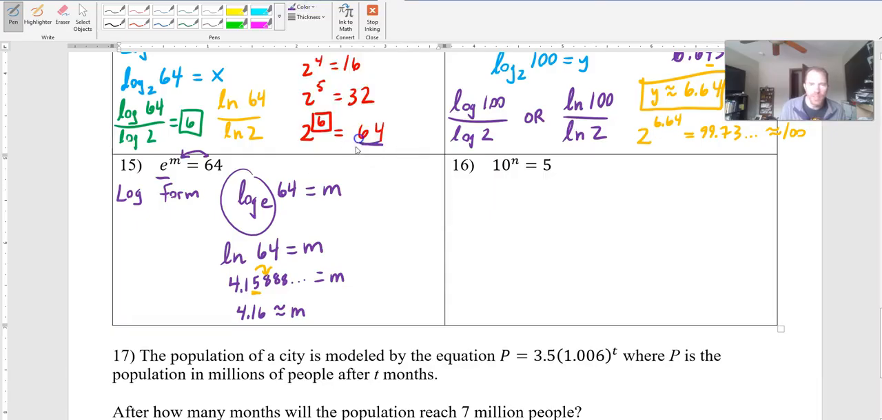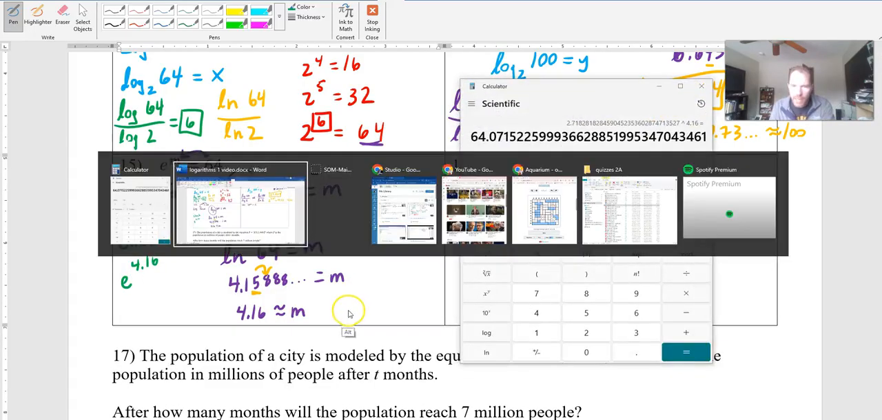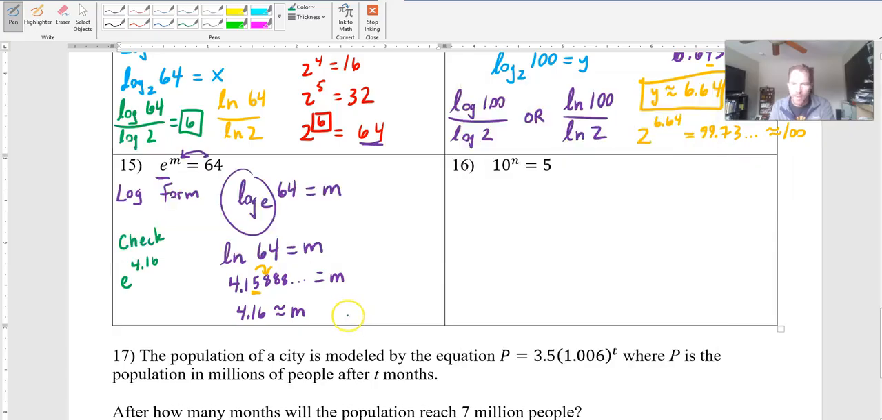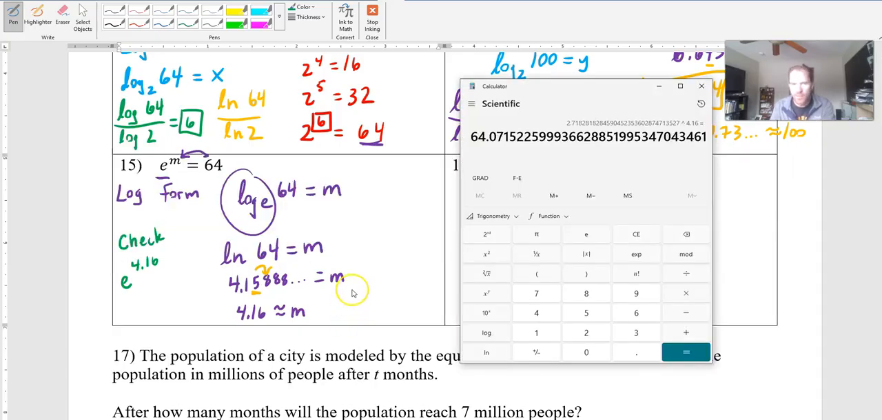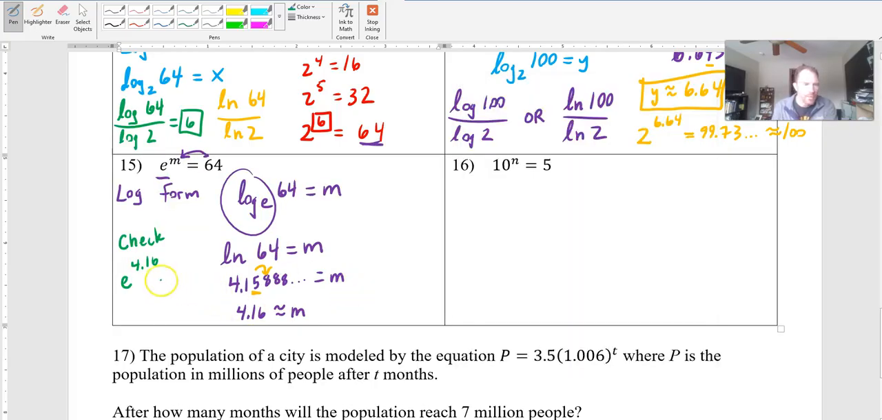I don't know if I labeled my check step last time, but check. So if we do e to the power of 4.16, what did we get? We got 64.071, and it kept going. But I go, yeah, so that's approximately 64. So unless it's a rounding error, I feel good about that answer. So we'll box that in. All right, a couple more.